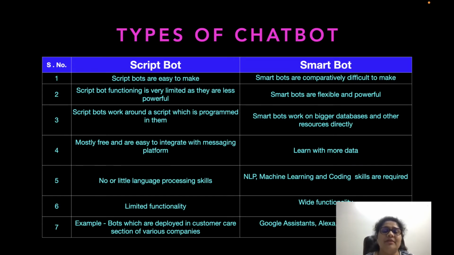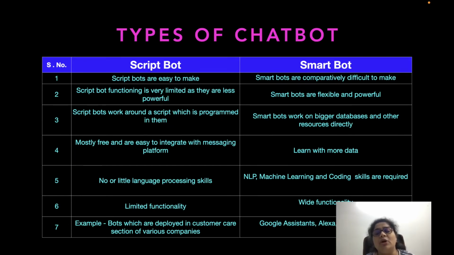Then the second point is script bot functioning is very limited, as they are less powerful. As we have just seen in our demonstration: limited set of questions, limited categories and limited answers. Like in the HP demonstration, if you remember, when I said I want to check my order status, it told me I will be notified via email, whether it is dispatched or delayed or whatever is the case, right? A simple scripted answer I got.